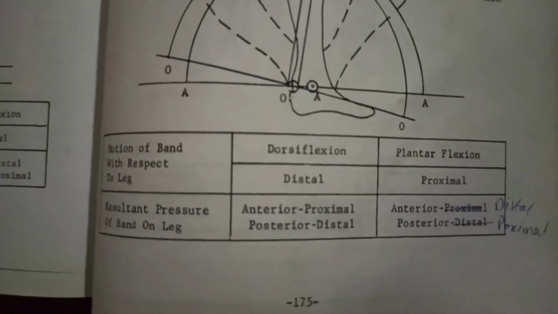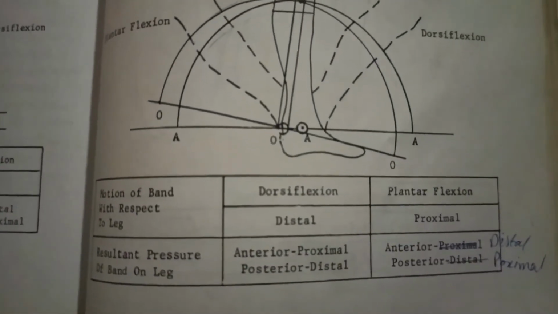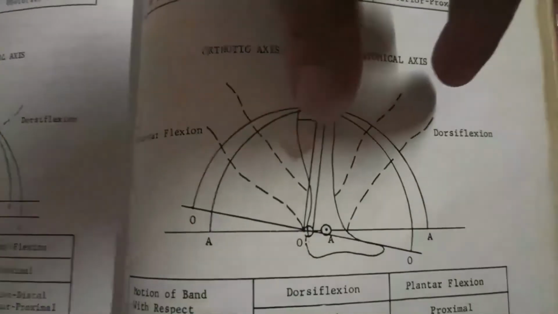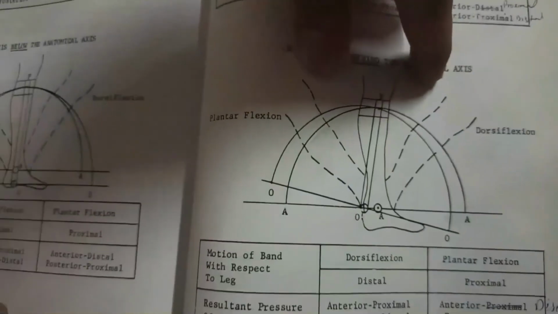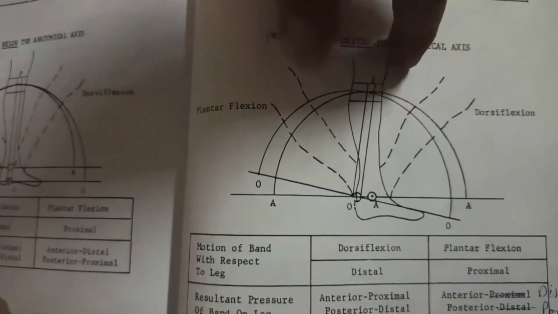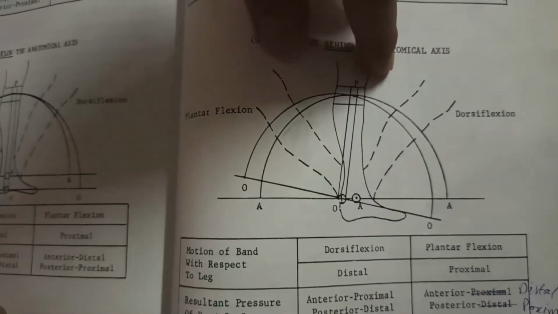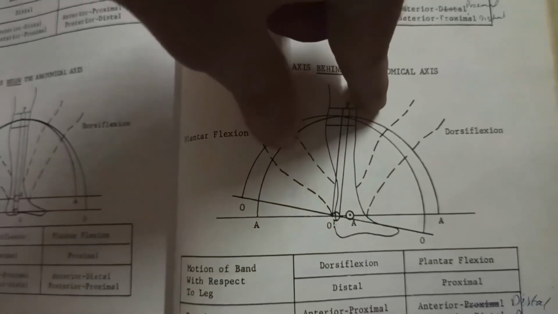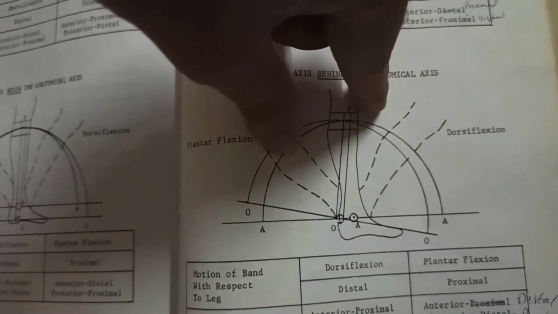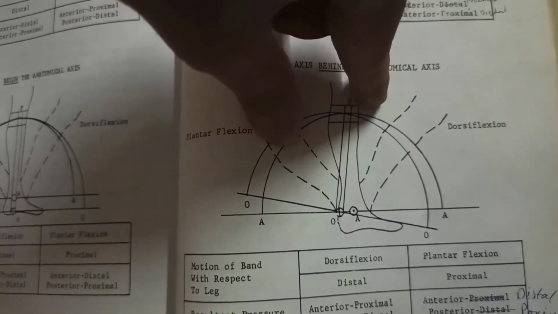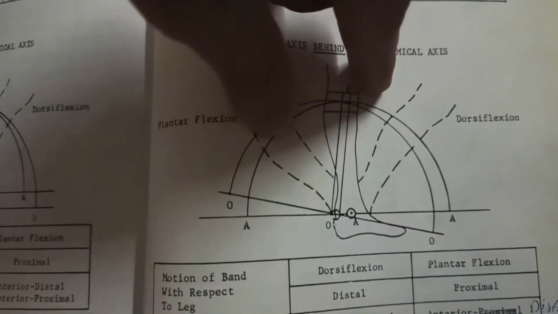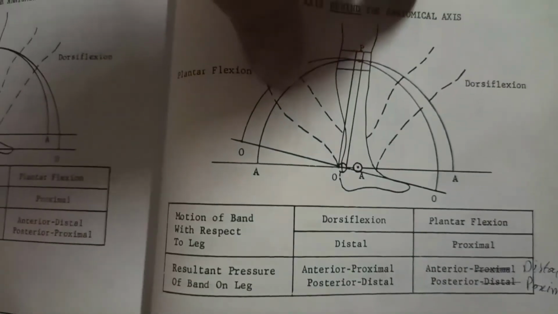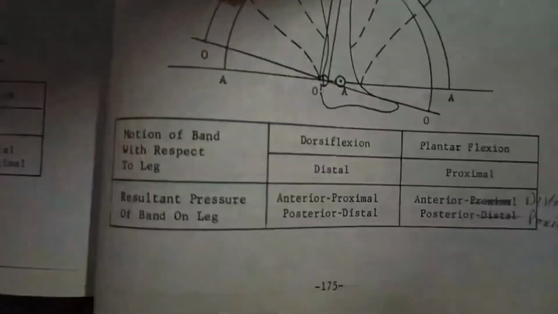For pressure distribution, the pressure in the dorsiflexion condition will be anterior proximal and posterior distal. For this, consider my finger and thumb as the band ends. The finger will be the anterior end and the thumb will be the posterior end. During dorsiflexion, the band moves distally downward and tilts like this, because it is the reversal of the front case. As you can see, the finger is above and the thumb is below, which means the pressure on the anterior side will be proximal and on the posterior side it will be distal, as written here.